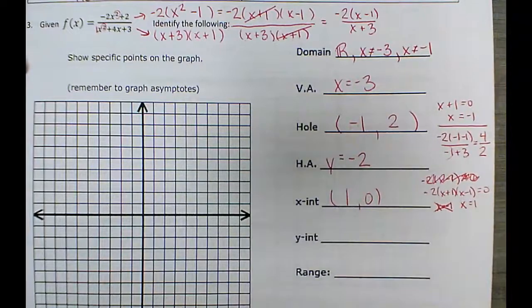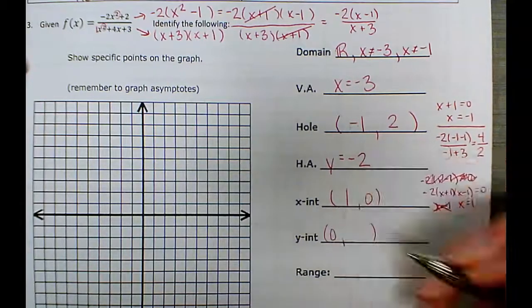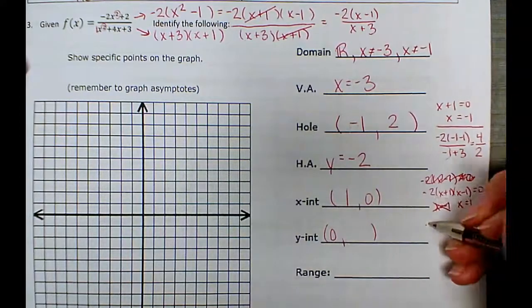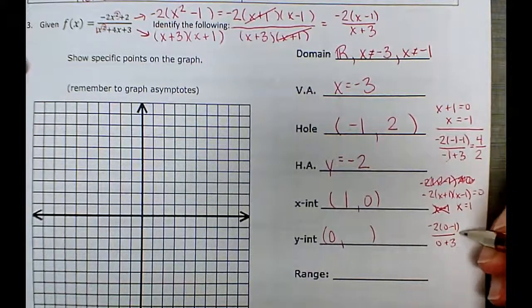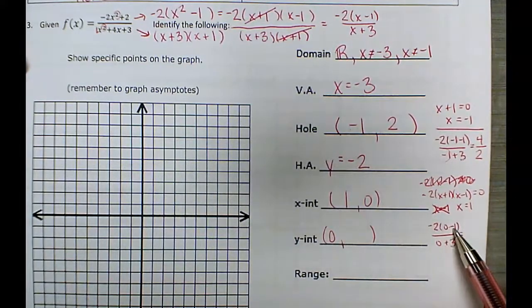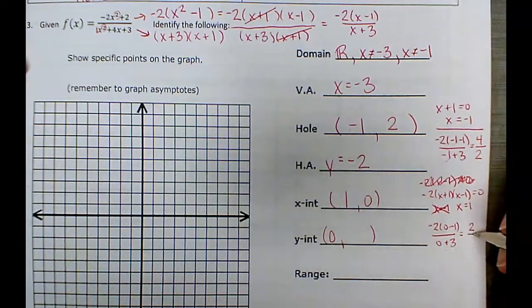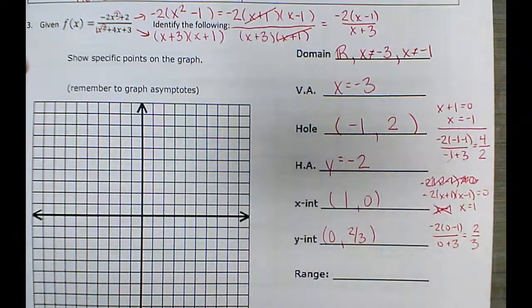So there's my x-intercept. My y-intercept is the y value when x is 0, so I'm going to substitute 0 for x here and here. Negative 2 times 0 minus 1 over 0 plus 3. 0 minus 1 is negative 1. Negative 2 times negative 1 is 2. 0 plus 3 is 3, so there's my y-intercept y value.